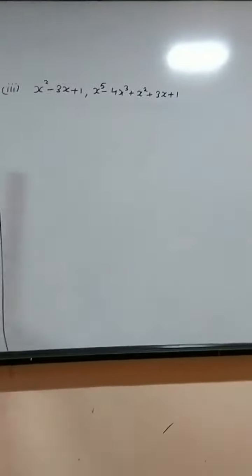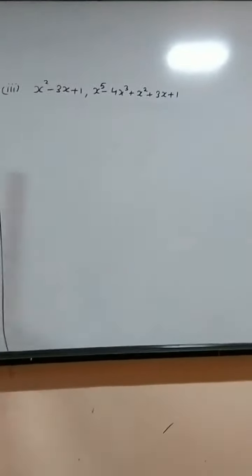Now next one. Question number 6. Verify that the numbers given alongside the cubic polynomials below are their zeros. Also verify the relationship between the zeros and the coefficients in each case. So see, first we have to prove that these are the zeros. Here a is 2, b is 1, c is minus 5 and d is 2. This is the coefficient a, this is the coefficient b, this is the coefficient c, and the coefficient of x raised to 0 is d.